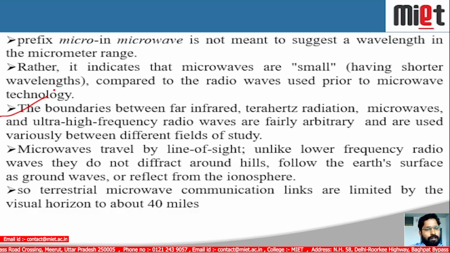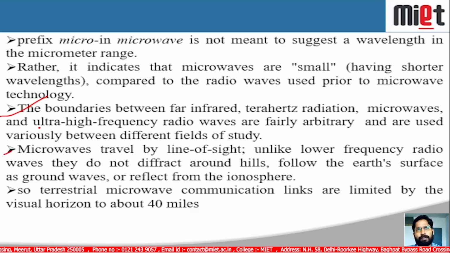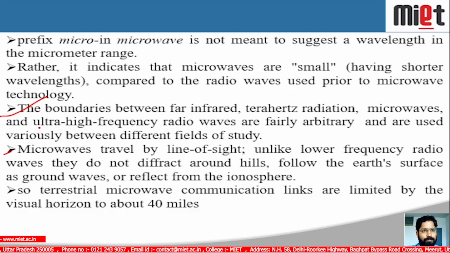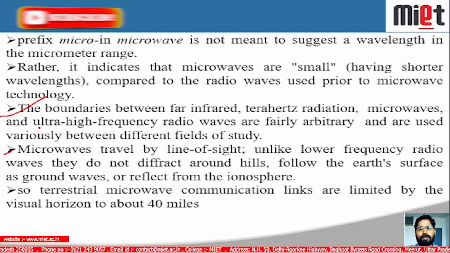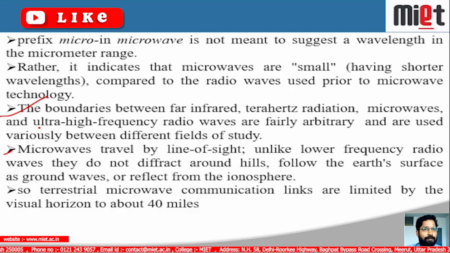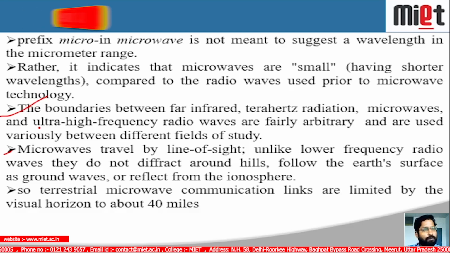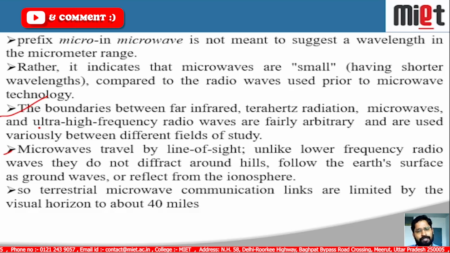Microwave propagation by line of sight. Now we discuss here microwave propagation by line of sight. There are different types of wave propagation, meaning electromagnetic waves or microwaves propagate in different ways in free space. There are line of sight propagation, ground wave propagation, and sky wave propagation.